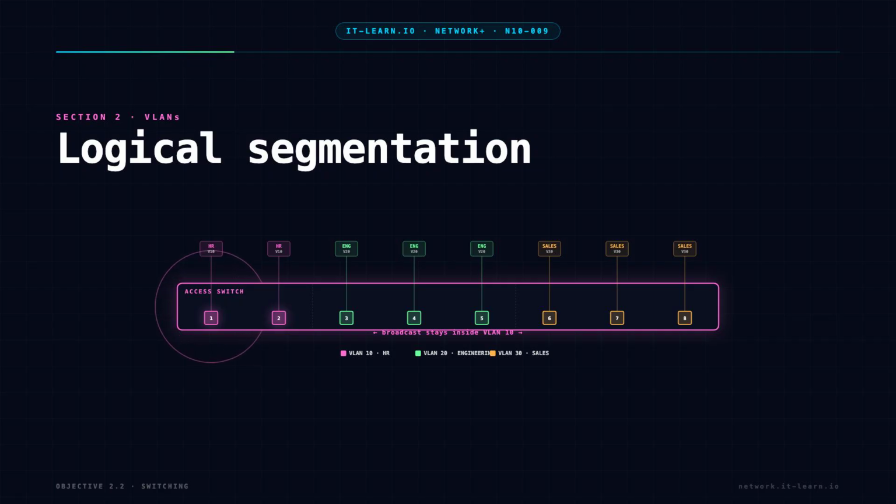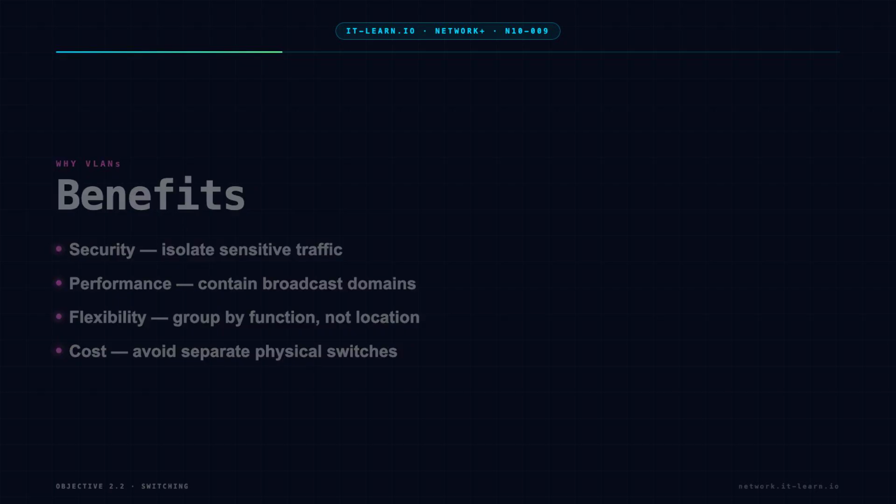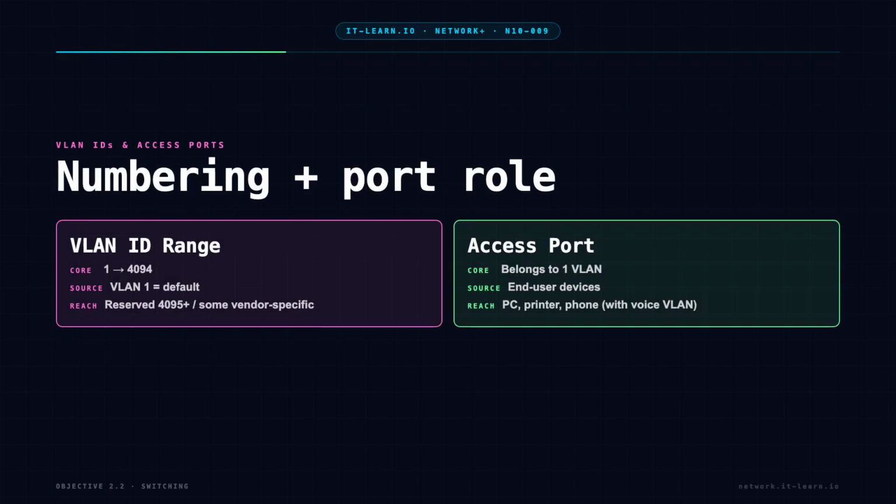VLANs provide several benefits. They improve security by isolating sensitive traffic. They reduce broadcast traffic by limiting the broadcast domain. They provide flexibility because devices can be grouped logically regardless of physical location. And they improve performance by reducing unnecessary traffic. Each VLAN is identified by a VLAN ID, a number from 1 to 4094. VLAN 1 is the default VLAN on most switches and should generally not be used for production traffic.